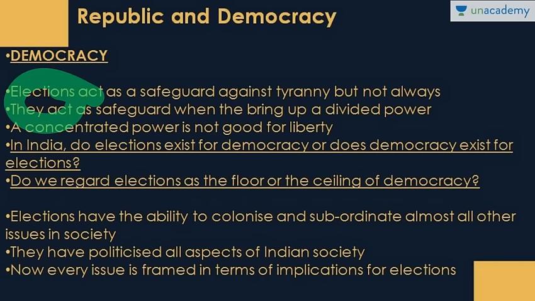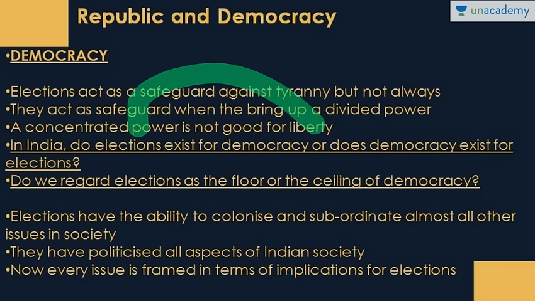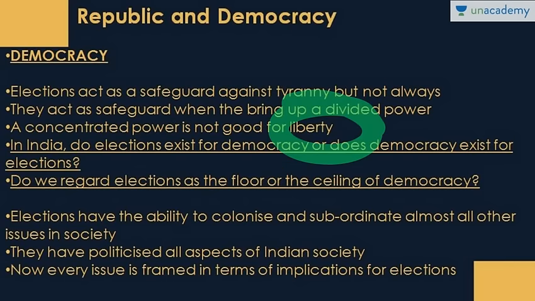Firstly, he says that elections do act as a safeguard against tyranny, but this is not always so. How? Because they act as a safeguard only when the electorate brings up a divided power. In case the electorate brings up a concentrated power, it can be a big hindrance to liberty, which is another constitutional value, right? Mentioned in the preamble as such.